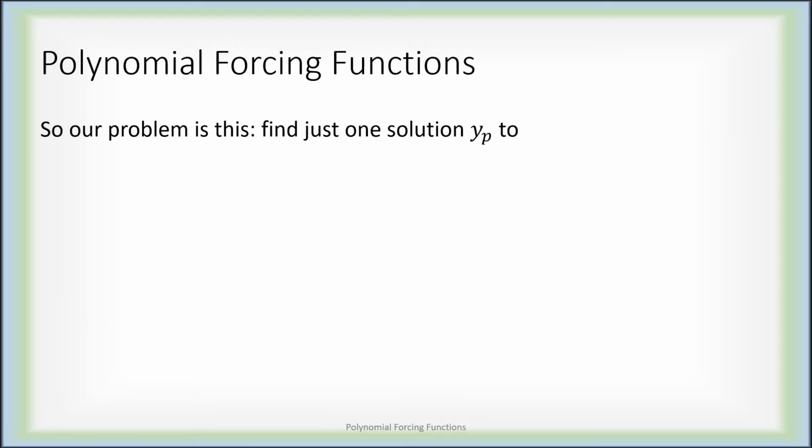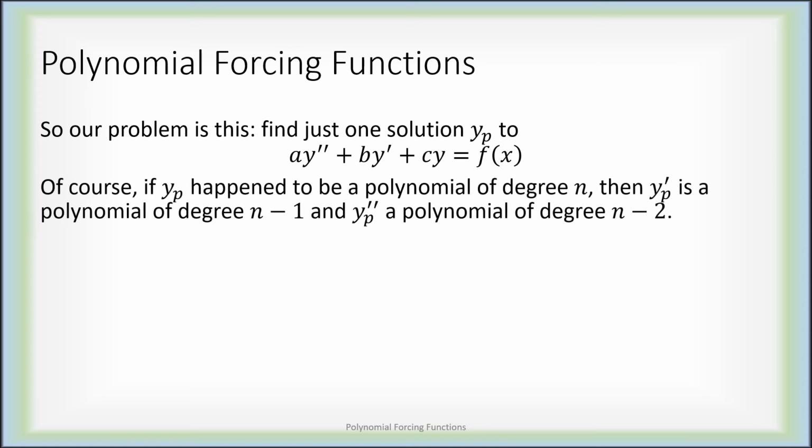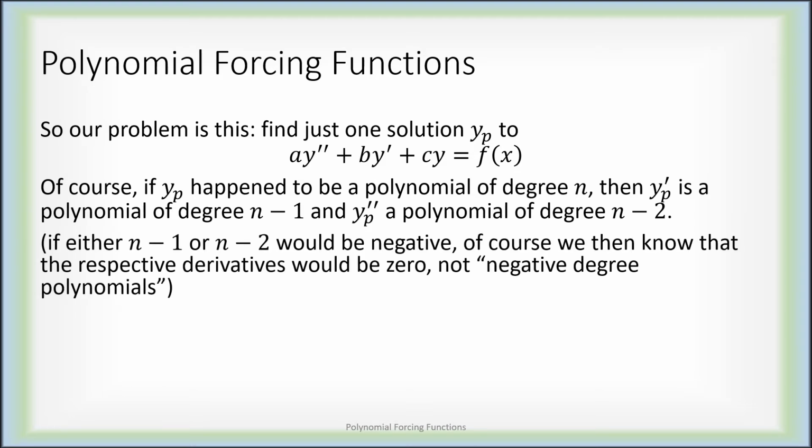So here's the problem we have cornered ourselves into. Can we find one particular solution, y sub p, to this second order linear differential equation with constant coefficients and a forcing function f(x), which we are now presuming to be a polynomial? Now, of course, if the particular solution we find happens to be a polynomial of degree n, well, its derivative will be a polynomial of one less degree, and its second derivative a polynomial of two less degree. Of course, we don't end up with negative degree polynomials here. If I take sufficiently many derivatives of a polynomial, I just get 0. I don't get negative degrees, but sweep that under the rug.